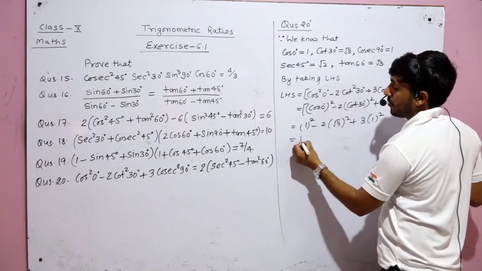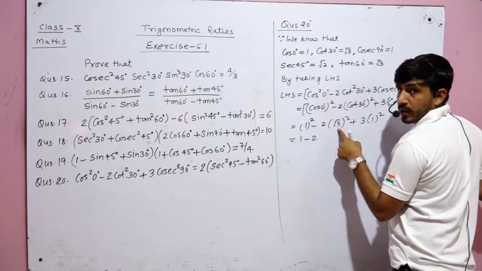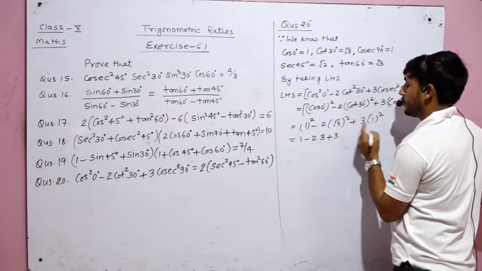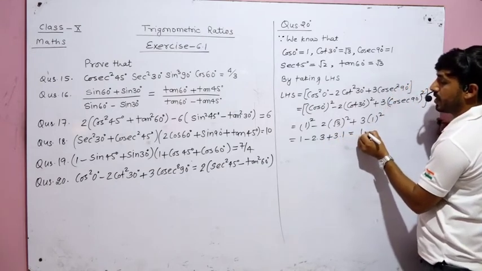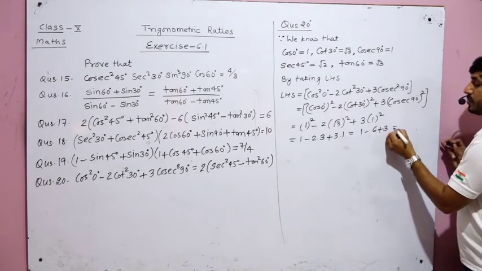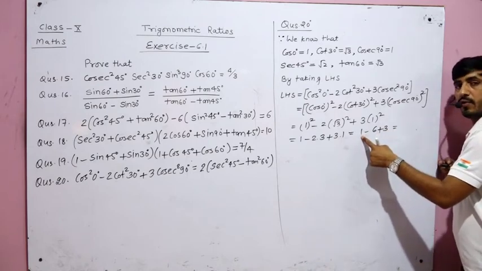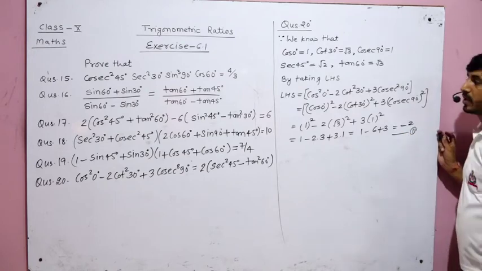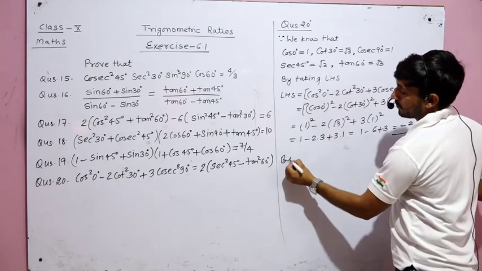That's why we have 1 minus 2 into square of root 3, that is given as 3, plus 3 into 1. That's why we have 1 minus 6 plus 3. It means we have 3 plus 1, 4. 4 minus 6, that is equal to minus 2. Equation number 1.